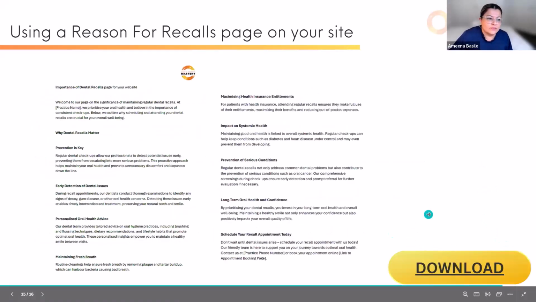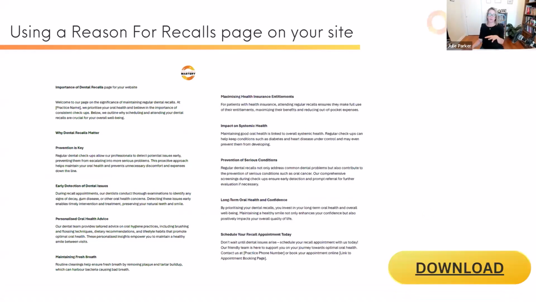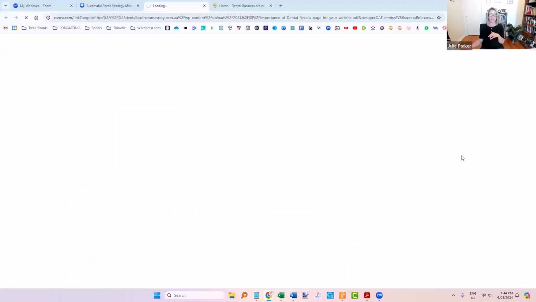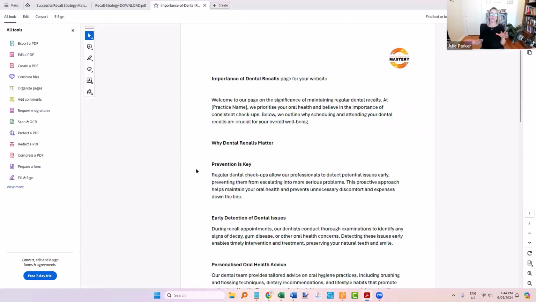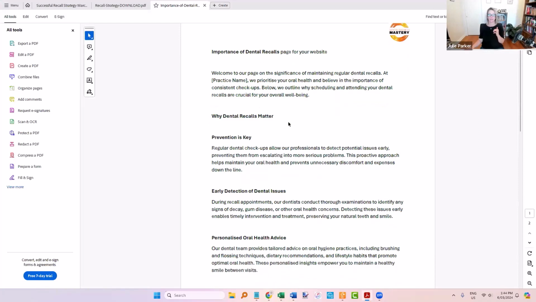This is another download. What you're talking about just then, the points that could be included on your reason for recalls page on your website. And so we'll click on the download there, and you will see it goes through a few more than just the brochure. The brochure is really designed to speak to the heart of the patient themselves. This has a little bit more information.